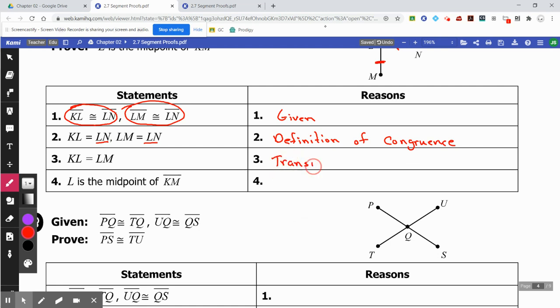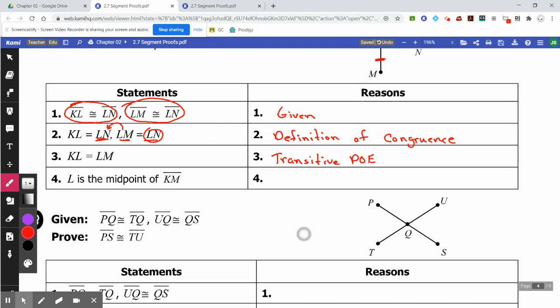I'm going to call it the transitive property of equality. And I'm going to start abbreviating property of equality with POE. And again, let me show you why you could use substitution there as well. Since LN is the same thing as LM, right here where you have LN, you can substitute LM. So that's the reason substitution or transitive property would work.